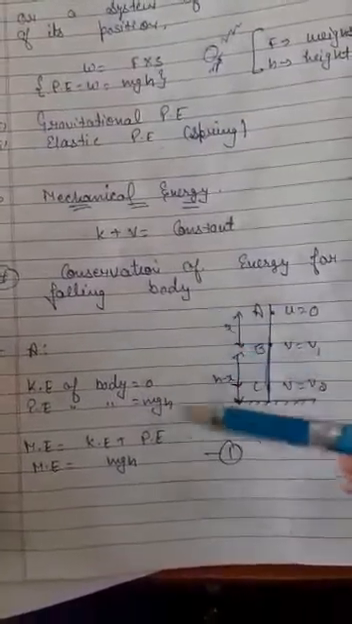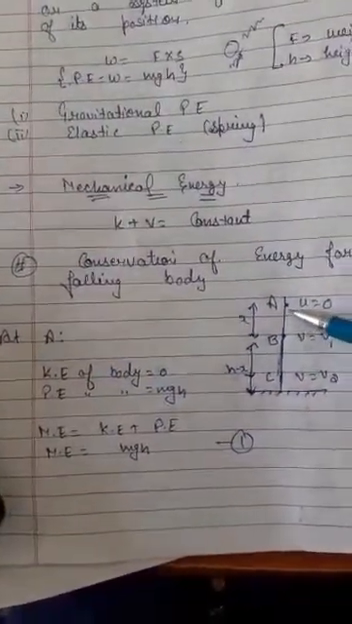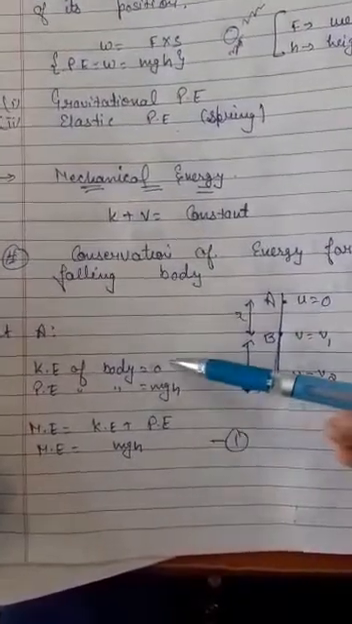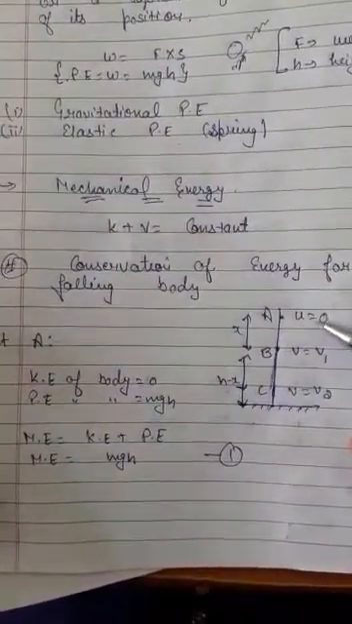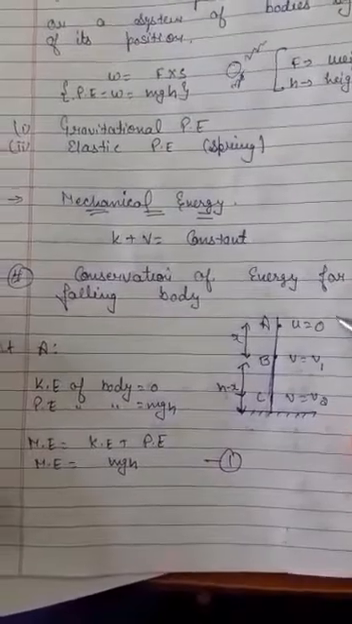Now we will discuss further. At position A, the kinetic energy of the ball is 0. Why? Ball or body, why is it 0? Because its initial velocity is 0 as it is at the rest position. So kinetic energy of the body at position A is 0 because initial velocity is 0.